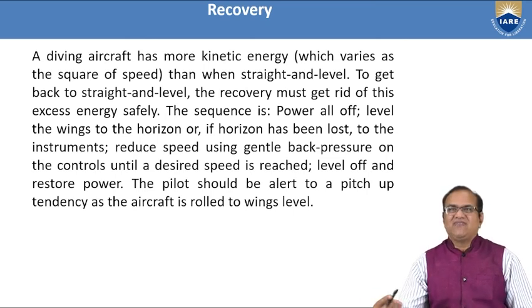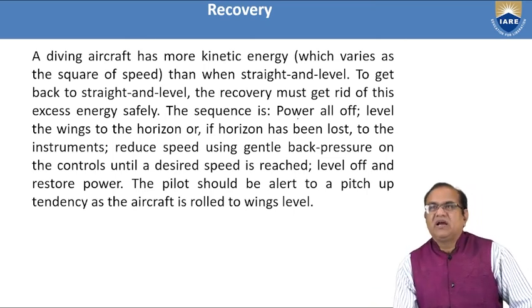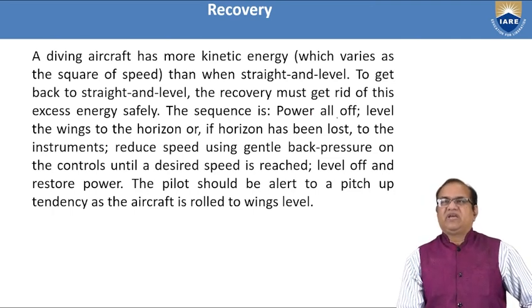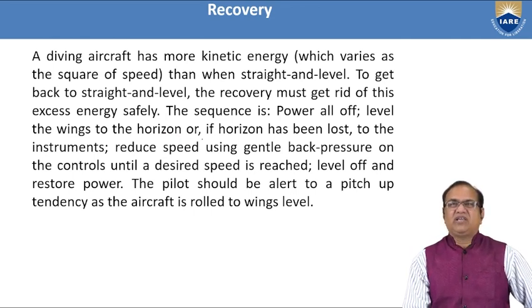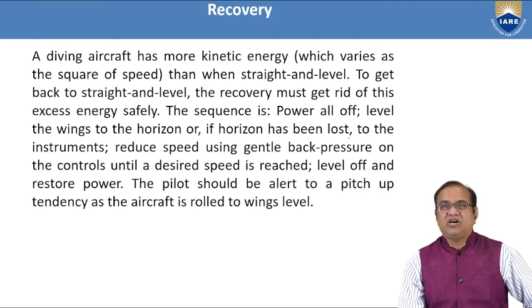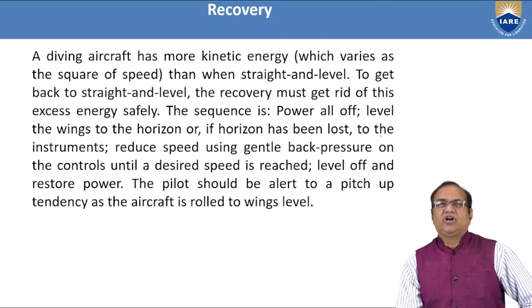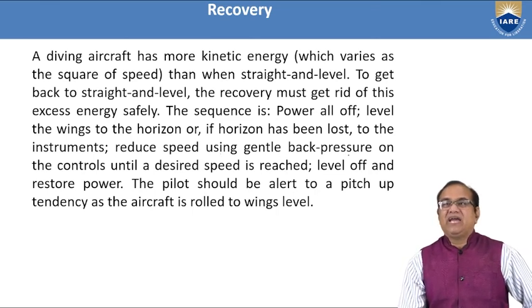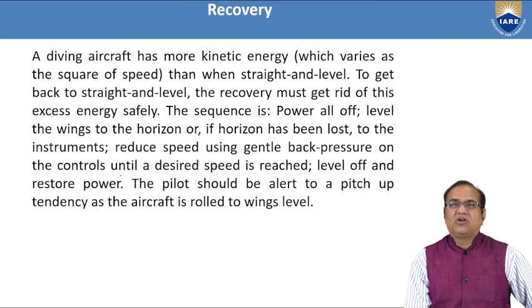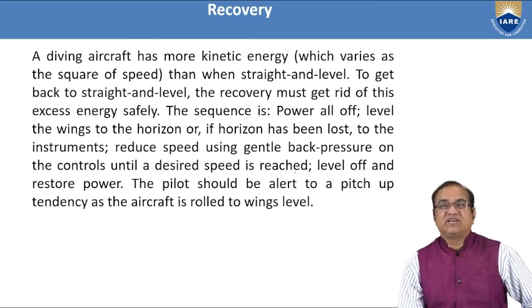The sequence is given like this. First, you have to make power all off. Make sure that engine power is off. Level the wing to the horizon. Then you try to make the wing horizontal at the horizon level. Or if the horizon has been lost, reduce speed using gentle back pressure on the control until a desired speed is reached.